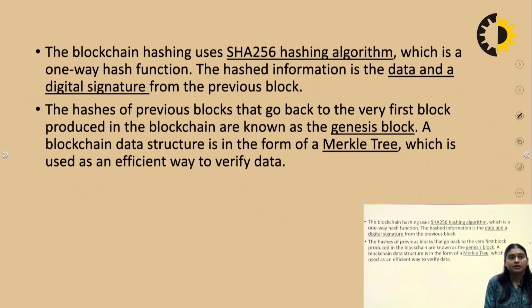And a blockchain data structure is in the form of a Merkle tree. So here we have the concept of a Merkle tree, or specifically a Merkle root. The Merkle root has a set of all transactions in it, which is used as an efficient way to verify data. So we'll discuss how the Merkle tree is responsible for, and how it carries out, the verification process. What is a Merkle tree? Okay.